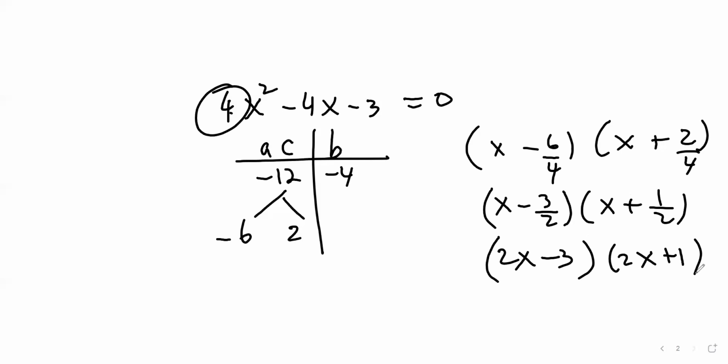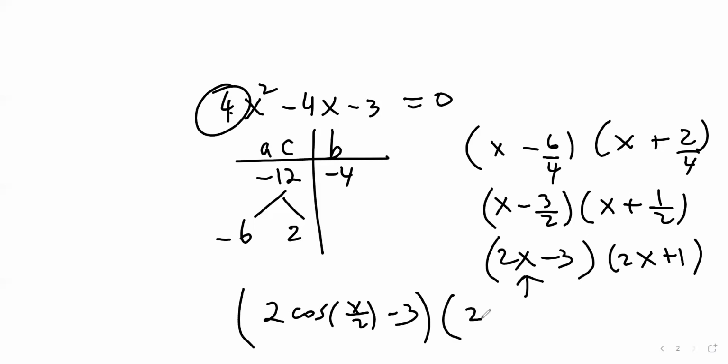So x right here is like cosine x over 2. So then this is like 2 times cosine x over 2 minus 3, and this is like 2 times cosine x over 2 plus 1. So I use x as a variable to just kind of simplify this. So that equals 0. Now set each factor to 0.